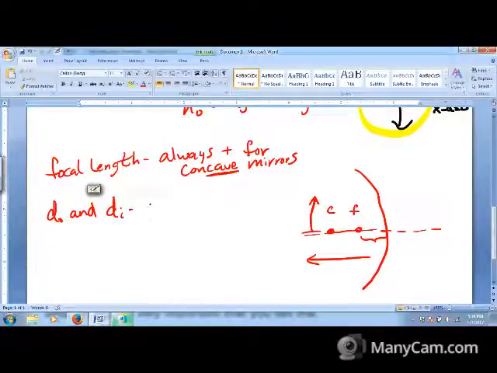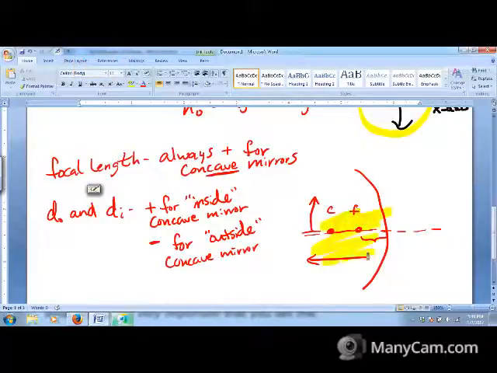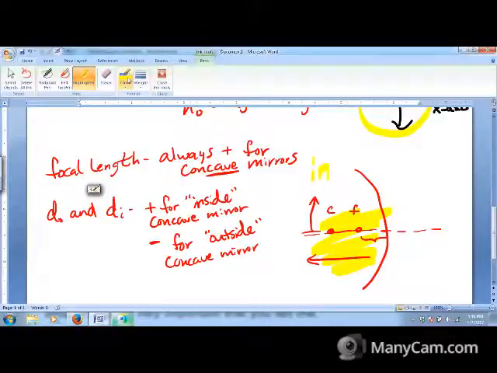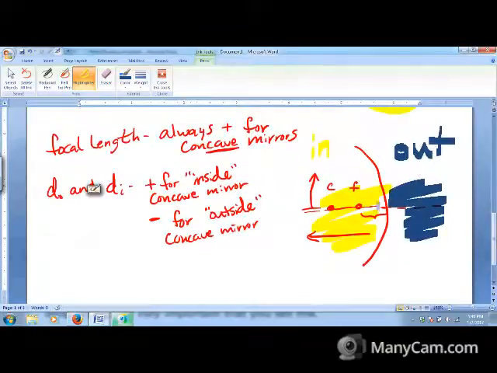Okay, so I'll denote that it's positive for inside the concave mirror, and it's negative for outside. I know those terms are kind of arbitrary, but what I mean by inside and outside: this is the inside, in, and this is the outside, out. Just kind of absorb that for a few seconds.